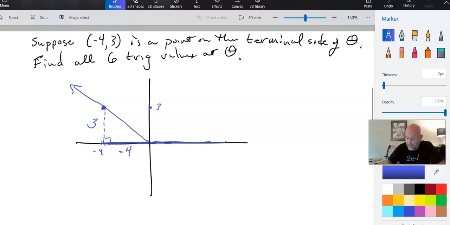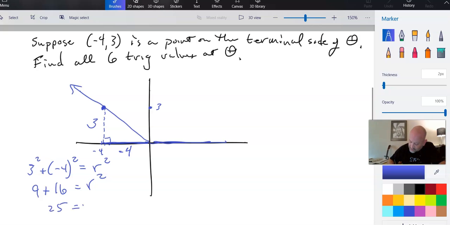Now we can use the Pythagorean theorem, because those are two legs of a right triangle. 3 squared plus -4 squared gives us our radius squared. That gives me 9 plus 16 equals r squared, which is 25 equals r squared. The radius is the one exception to the possibility of having a negative length. The radius is never, ever negative. So if 25 is equal to r squared, then r is equal to 5.